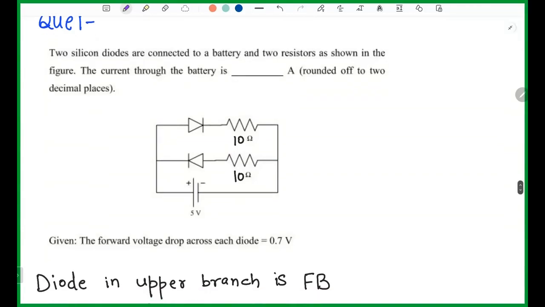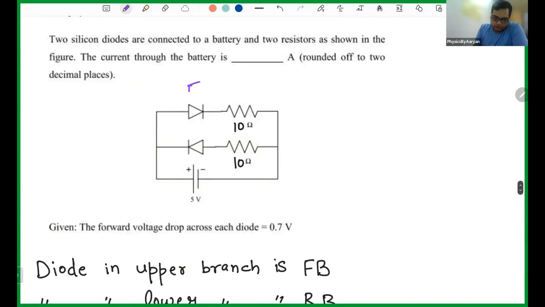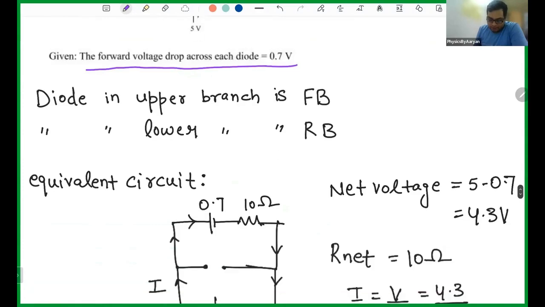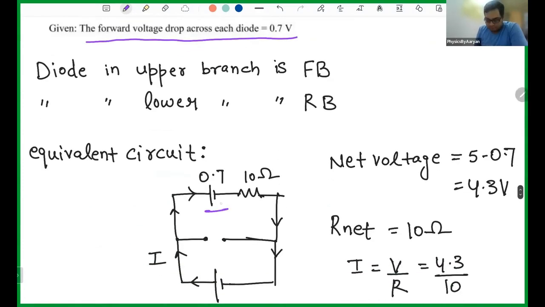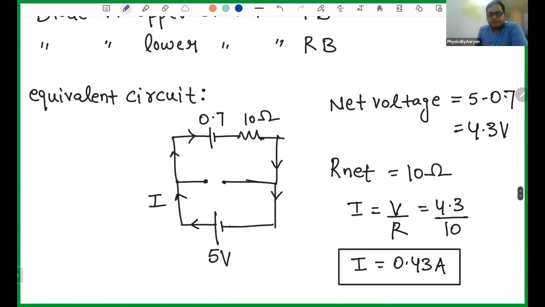The top one should be forward. Yeah, this is forward biased and this is reverse biased. And how will we replace? It is given, you can clearly see the voltage drop across each diode is 0.7. It is given to you in the problem. So how do we replace it? The upper diode will be replaced by a battery and the lower diode will be replaced by an open circuit. So this is now your circuit. You can clearly see, what is the total voltage in your circuit? Is it 5.7 or 4.3?